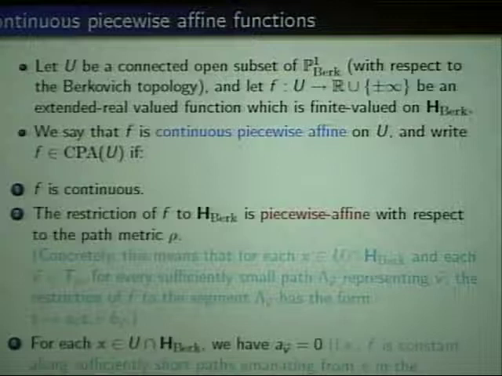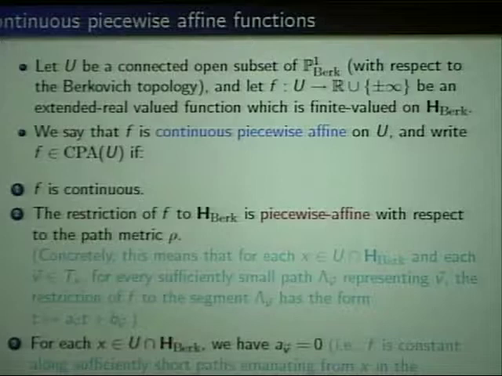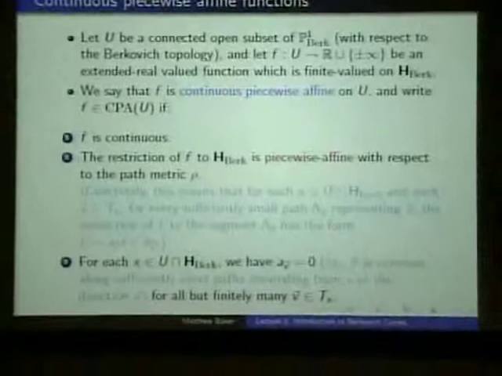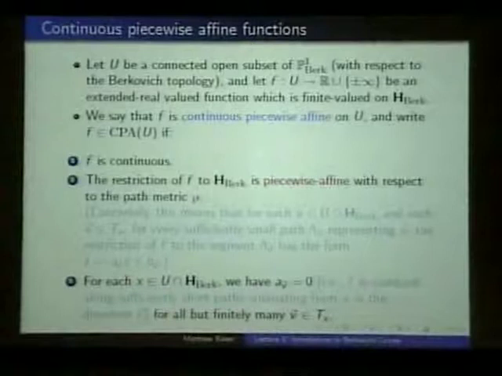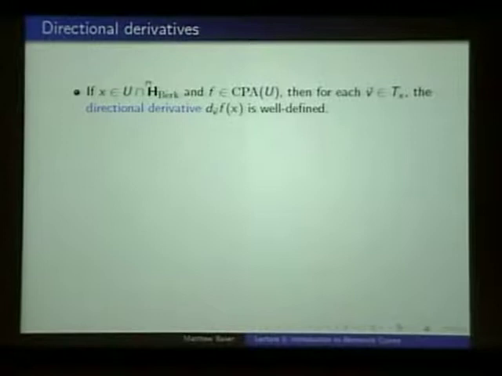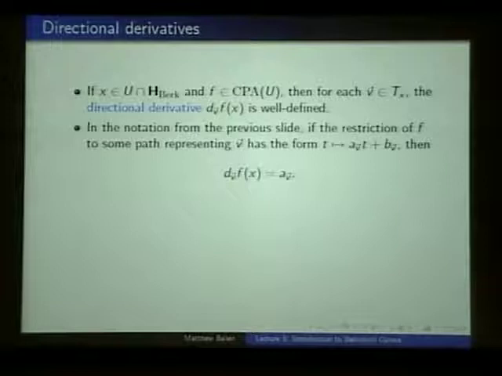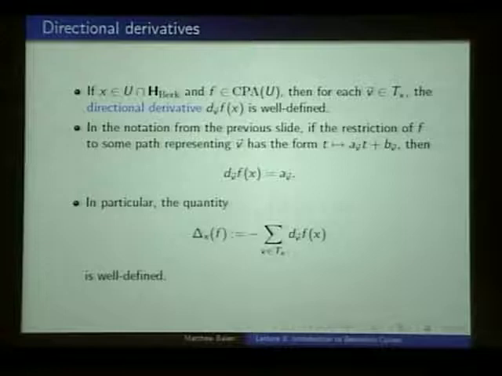And for each point, I want all but finitely many of the a sub v's to be 0. So in other words, for all but finitely many tangent vectors at any given point, you're constant in that direction. But you can have finitely many directions emanating from the point in which the function is linear but not constant. And now for such a piecewise affine function, you can talk about directional derivatives, the derivative of f in the direction of v. And that's just that number a sub v. And all but finitely many of those are 0 by definition at each point. So for each point x, this delta x sub f, minus the sum of the slopes, is well defined.